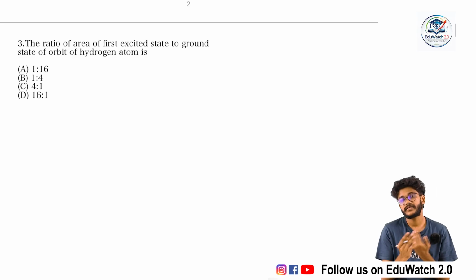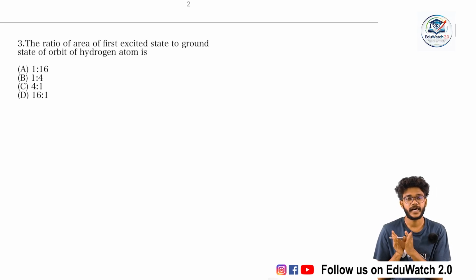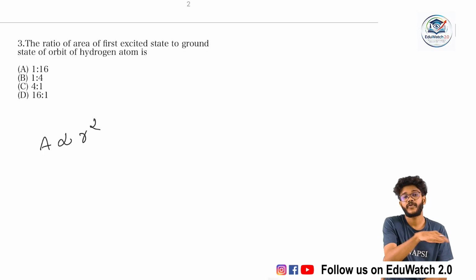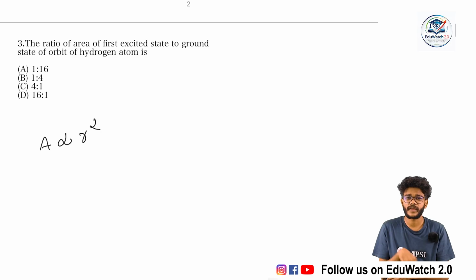Okay, so what is the relation between the area and n? n is the quantum number. So area is proportional to r square, because it is revolved around like a circle. And when we check the magnitude, the units, it is r square. For area it will be r square. So area is proportional to r square, and r is proportional to n square. So area is proportional to n raised to 4.